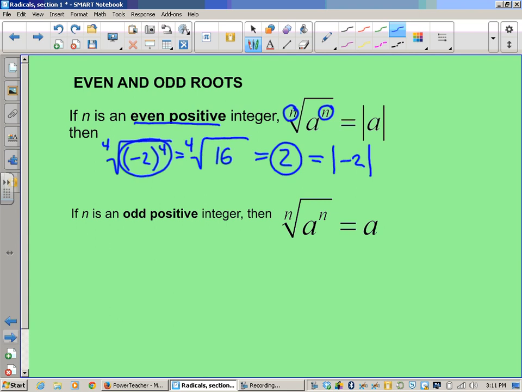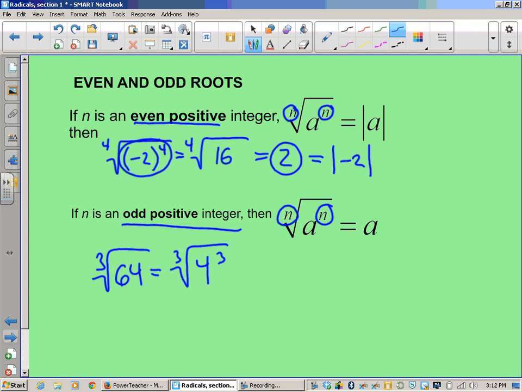If n is an odd positive integer, then the nth root of a to the n power just comes out as a. So these are the ones we talked about earlier. If you have the cube root of 64, I know that this is the cube root of 4 cubed. It's one of the few perfect cubes I know by heart. And this will come out as 4. But it also works nicely. What if I did the cube root of negative 27?